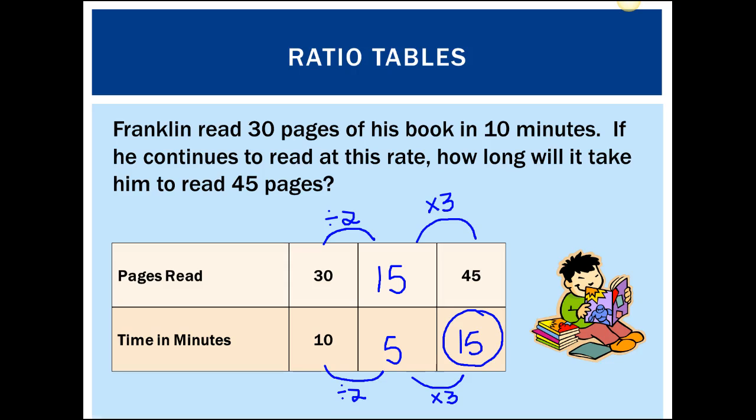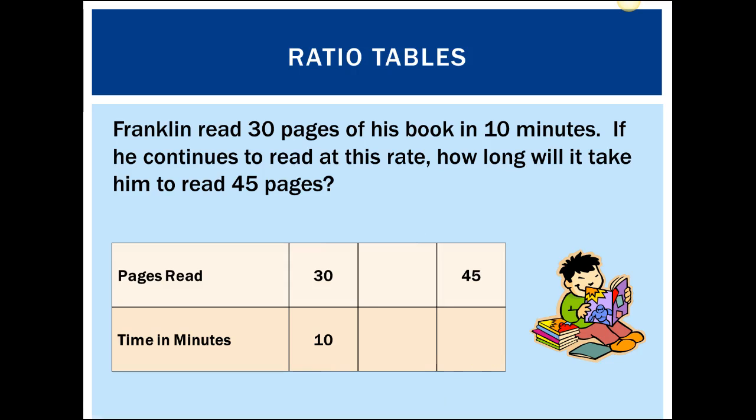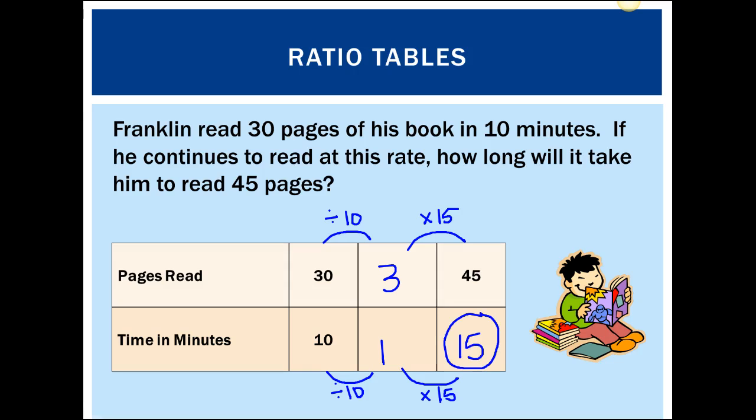Let's take a look at what would happen if I simplify by dividing by 10. If I divide by 10, I would have 3 pages, and if I divide by 10, I would have 1 minute. Then 3 times 15 gives me 45, so I must also multiply 1 times 15, and again I find that Franklin can read 45 pages in 15 minutes.